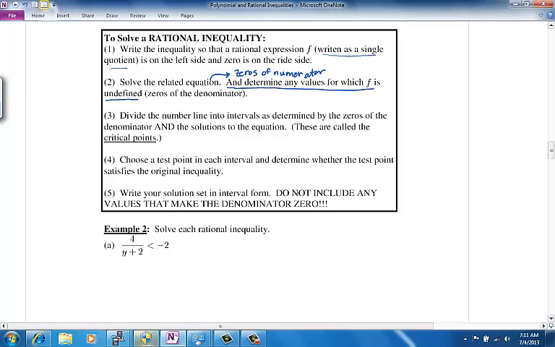Then we do just what we did before, divide the number line into intervals, but this time we include both the zeros of the denominator and the solutions to the original equation. And then we choose a test point from each interval, figure out whether the test point gives us a positive or negative value, and then write our solution set in interval form. The thing we need to be careful of is we never include any values that make the denominator 0, because at those points we would have an undefined expression rather than something that's positive or negative or 0.